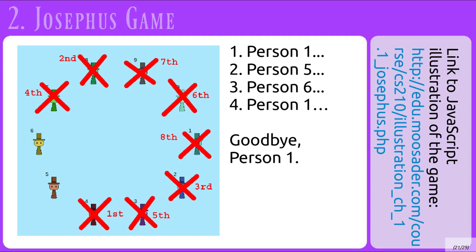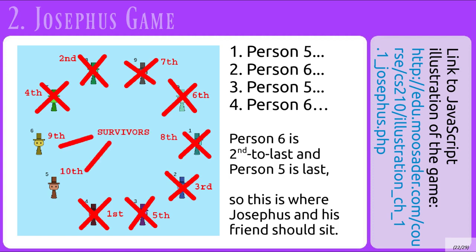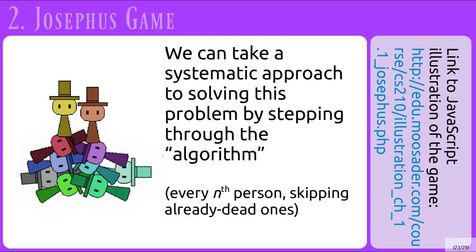Goodbye person 1. And the last 2 are left, so if we keep counting, person number 6 will be the 9th to go, and person number 5 will be the 10th to go. So this is where Josephus and his friend should sit. We can take a systematic approach to solving this problem by stepping through the algorithm.